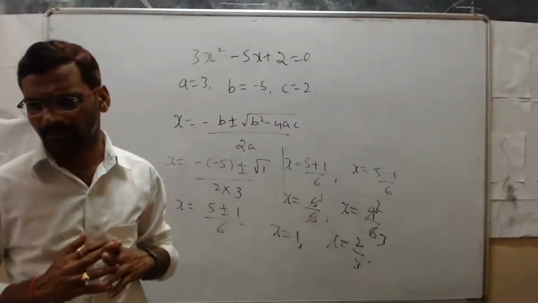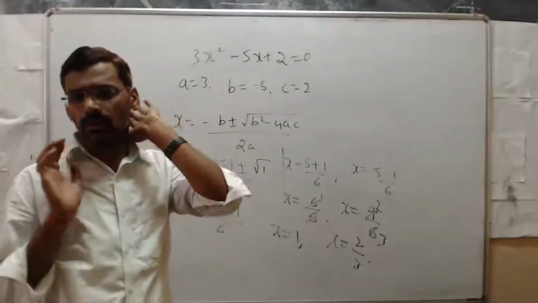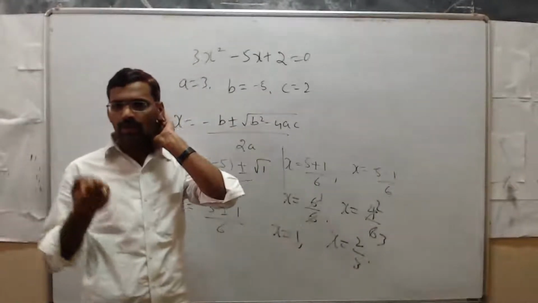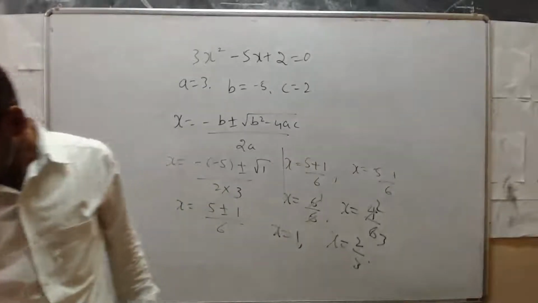This one is the first one. If yes, roots exist. If roots exist, then we have to find the roots. If roots do not exist, we are not able to find the roots of the quadratic equation. Okay. Next, the second one.